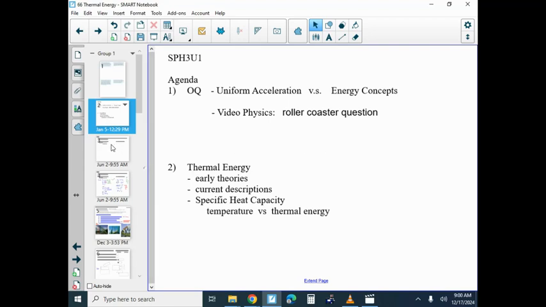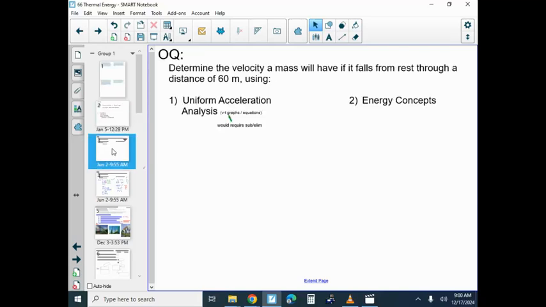So here we go. Before we get going on the new stuff, let's get this review question here. You can press pause and try this one, and I'll go and show the solution of this. We have a mass falling 60 meters. What kind of velocity would it have in the end?